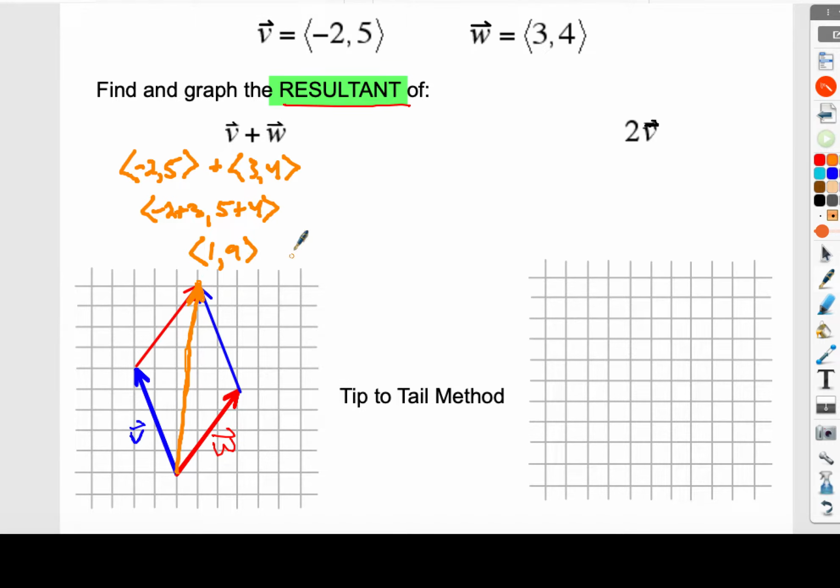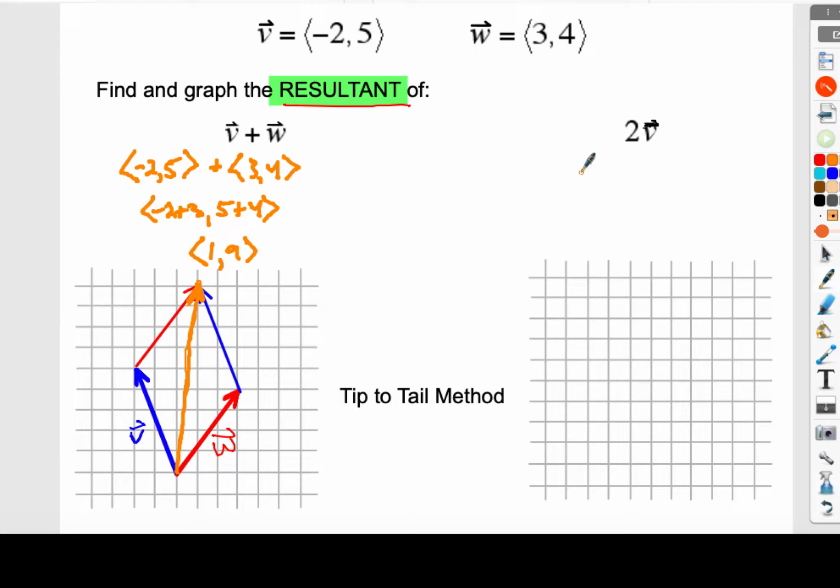Again, a vector is more about magnitude and direction. It's not about where you started and ended. It's how you got from point A to point B, from the beginning to the end. Well, we traveled 1 unit horizontally and 9 units upwards. And that's our path, our magnitude and direction, represented on the screen.